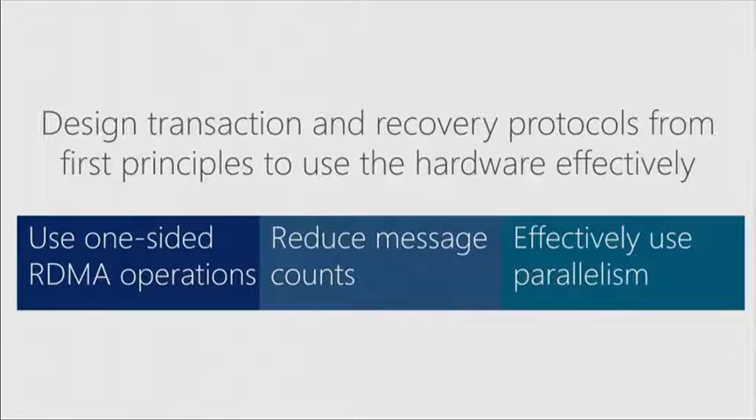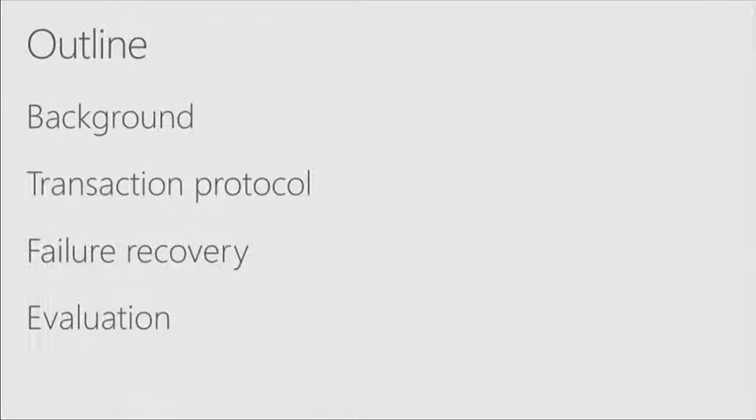And also we aim to effectively use parallelism because obviously these systems that we have today are very highly parallel. So we have tens of cores in commodity servers. So in order to use the hardware efficiently, we need to use this parallelism effectively. And I'll also later give some examples of what this means in our design.